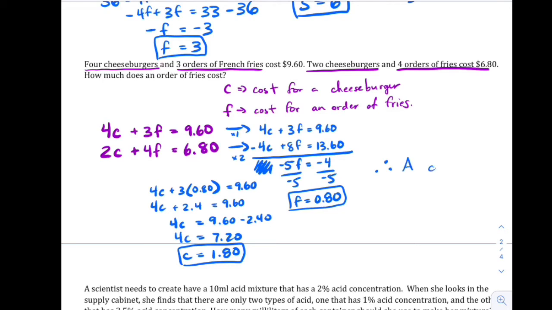Therefore, a cheeseburger costs $1.80. I wish it cost that much. It's a lot more expensive. And fries cost 80 cents. And that's that one. We saw one like that in an earlier video as well, the elimination video on 1.4.